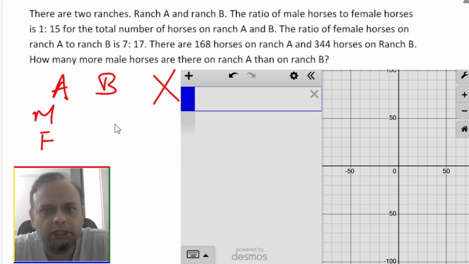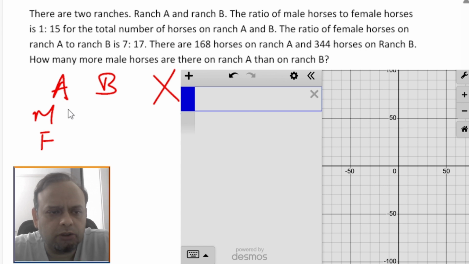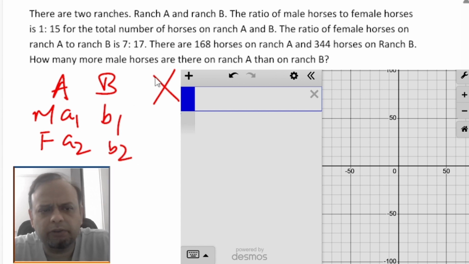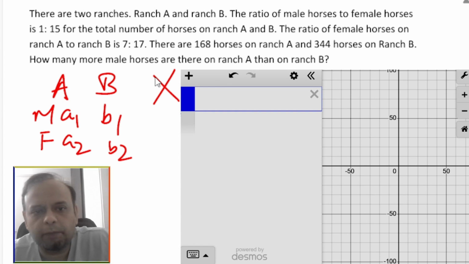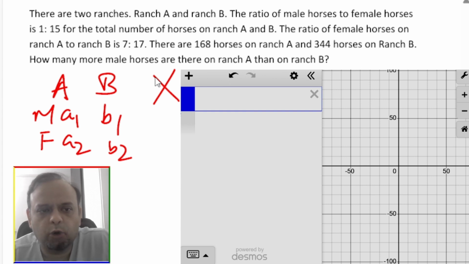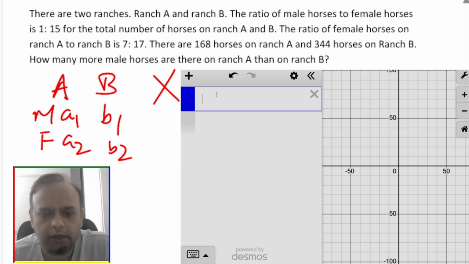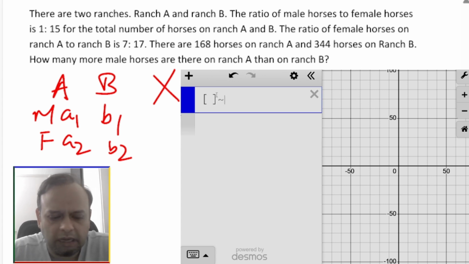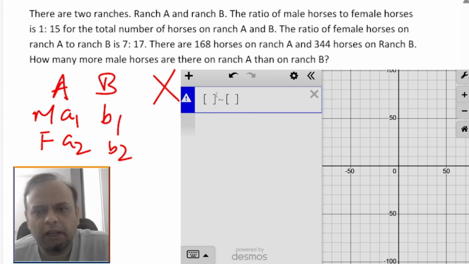What we can do is use the square bracket with tilde. But before we start entering relationships, let's think of what variables we are going to choose. So let's call the male horses in ranch A A1, and the female horses A2, and B1 and B2. All right, that's all that we need to think. And don't get overwhelmed by questions like these. Just open Desmos, put these square brackets, and keep writing things as you read, one sentence at a time.